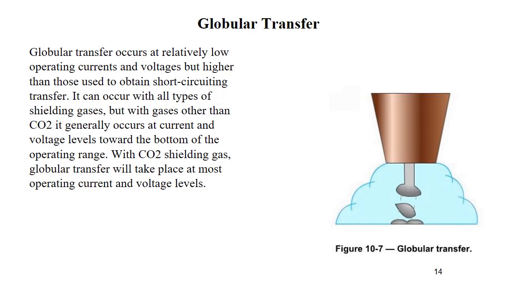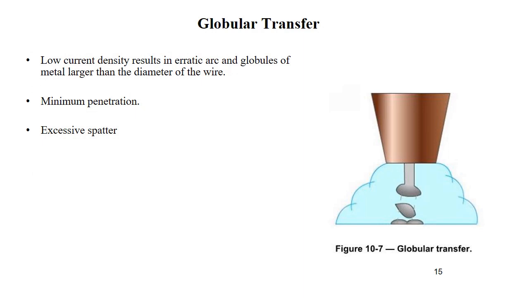So the key here is it's just going to be big globules that get disassociated from the wire, and the globules are larger than the wire diameter. And if you're using CO2, carbon dioxide, you're never going to be able to get out of globular if you're going up. You can go down and get into short circuiting, but you can't get up into the spray transfer mode. Globular transfer is lower current density, results in erratic arc and globules of metal larger than the diameter of the wire. You get minimum penetration and excessive spatter with this transfer mode.